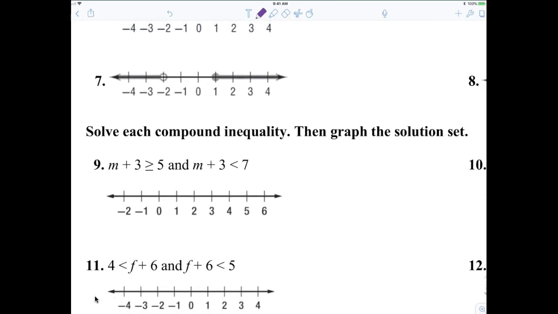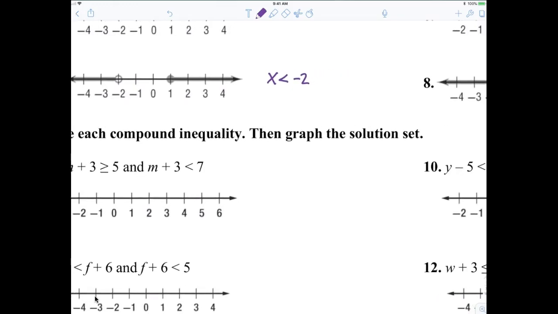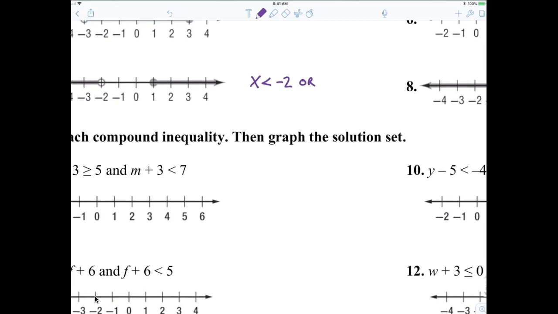So, reading numbers from left to right, we say that x is what? Less than -2. Or, because it's going in opposite directions. Or what? Greater than or equal to 1. Because it's a solid.